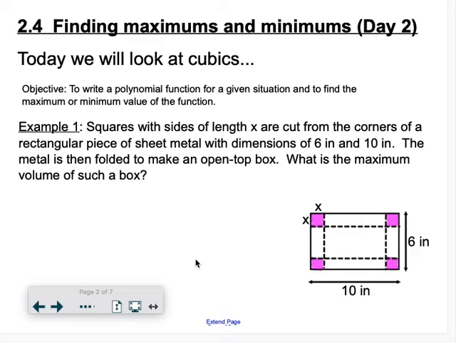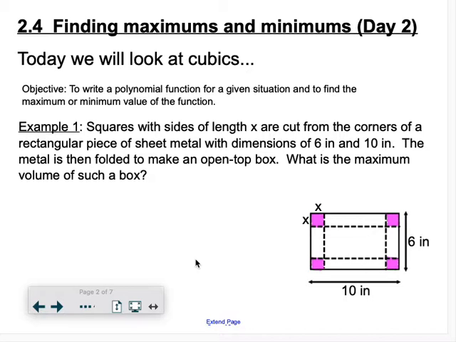All right, so day 2 of section 2.4. Yesterday we talked about optimizing area in certain quadratic relationships. Now we're going to move into optimizing volume in cubic relationships, and we're going to do it using volume. Remember, volume is area of the base times the height of a three-dimensional object. Length times width times height is how it's usually expressed in elementary and middle school.